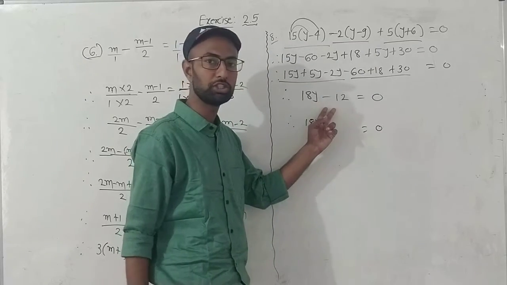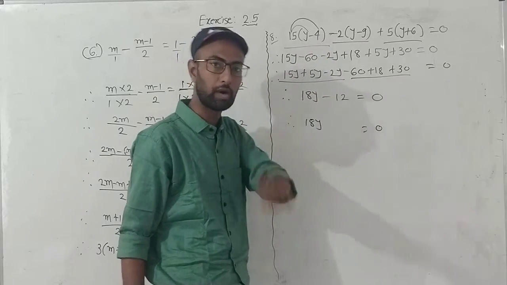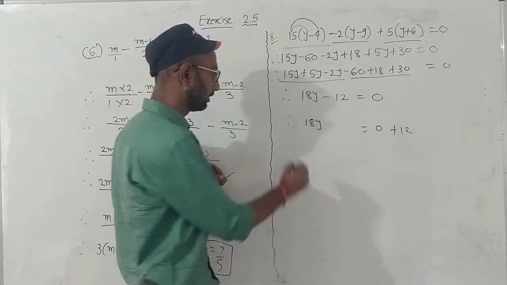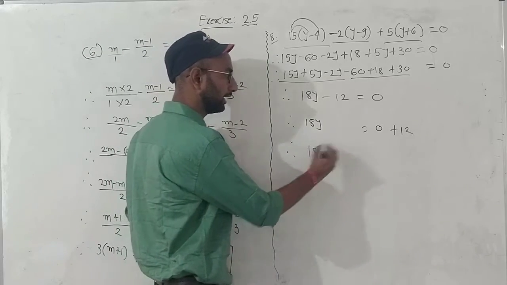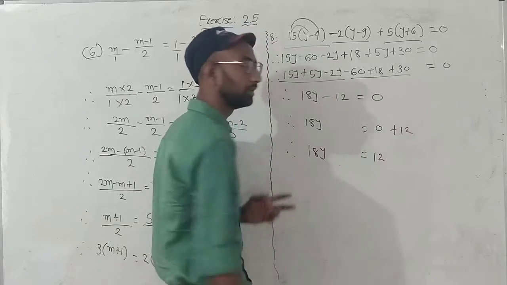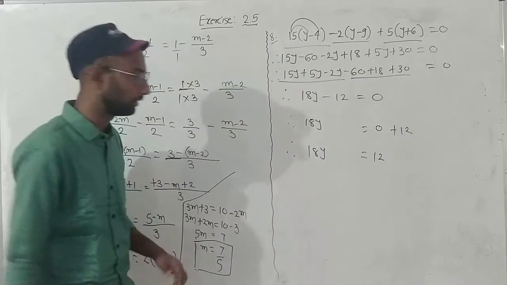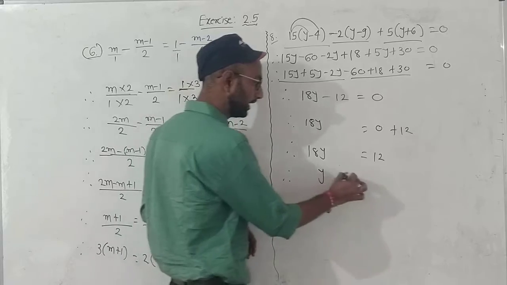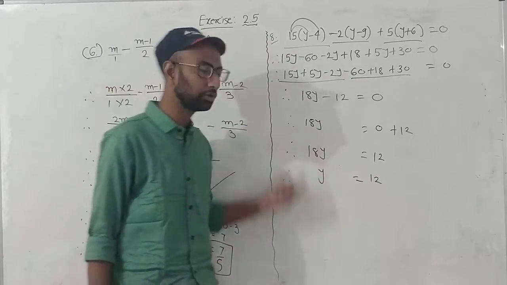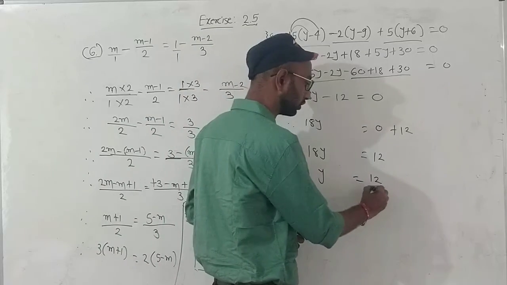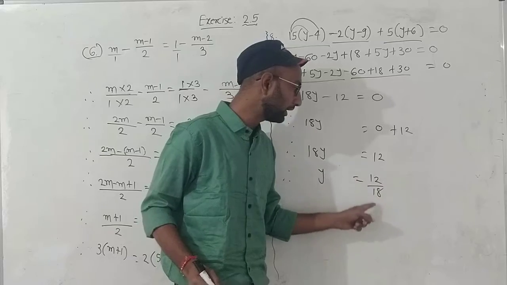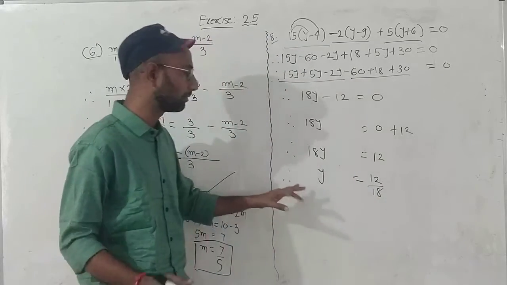I am just going to move this minus 12 to the right side. Now I will change the sign. It will become plus 12. I have written this plus 18y as it is. 0 plus 12 is 12. 0 और 12 का एडिशन कितना होता है? 12. 18y is equal to 12. I have written this 12 as it is, and I am going to move this 18 to the right hand side. So it will come in the denominator. So y is equal to 12 divided by 18. We got our final answer.